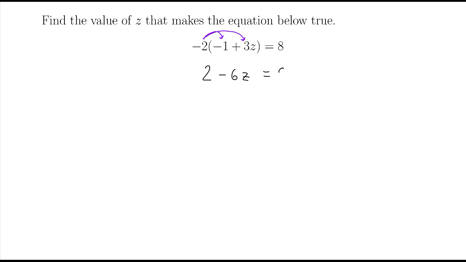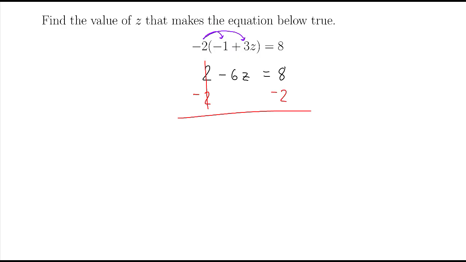All that equals 8. Okay, so now this looks like a familiar equation. We have two terms, a constant term and a variable term on the left side, and we have a constant term on the right side. I want my constant terms to put together so I can have my variable term by itself. So I need to get rid of the 2, right? I'm going to subtract 2 from both sides of the equation.